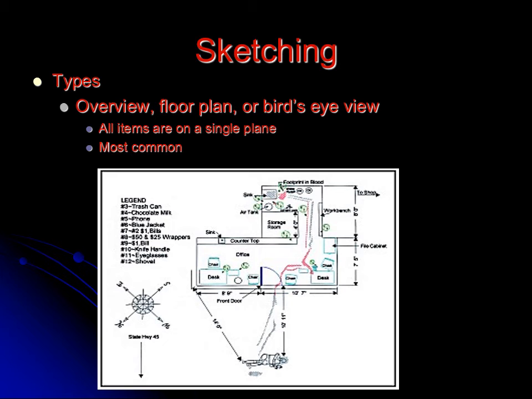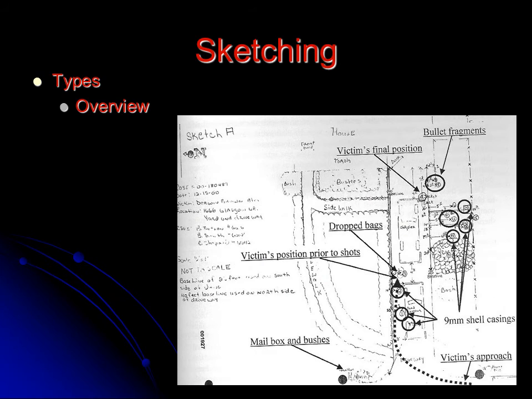So you can imagine all the items being on one plane is not as descriptive as a 3-dimensional, or I'm sorry, even a wall and floor scene. So here's another overview of an exterior scene. It shows you the relation of different pieces of evidence on a street.